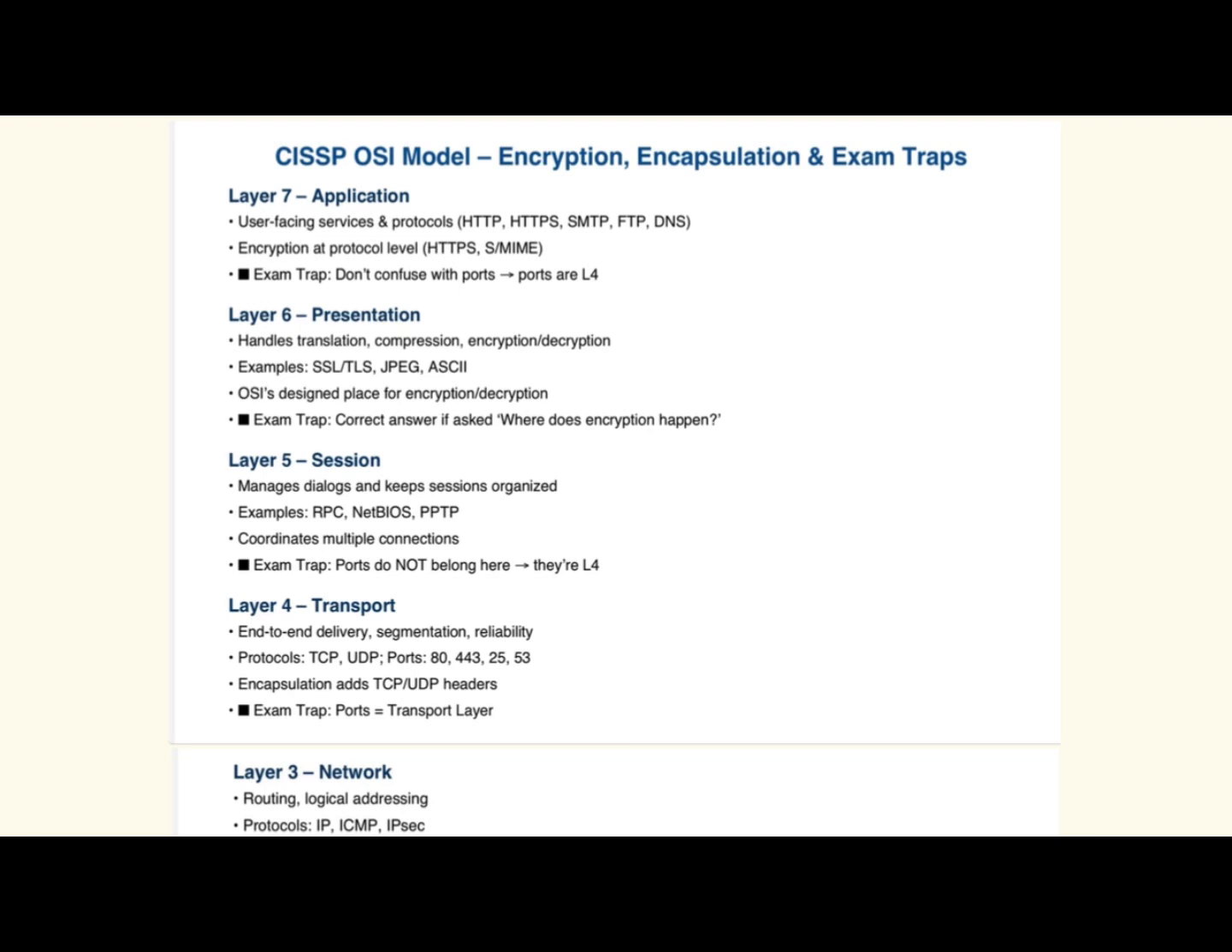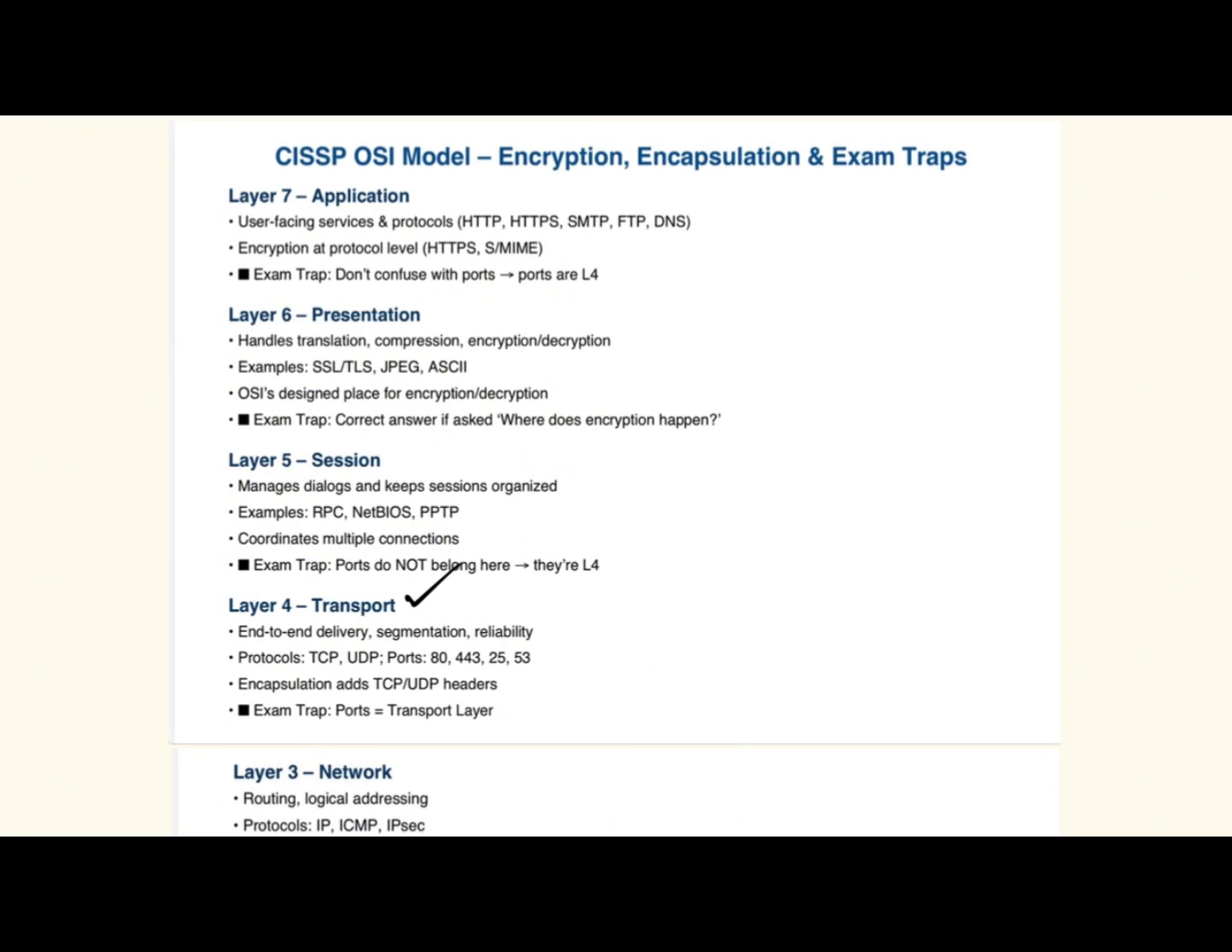So layer 5, session, manages dialogue and keeps sessions organized. For instance, RPC, NetBIOS, PPTP, coordinate multiple connections. So ports do not belong here, they are L4. So here only sessions are organized.